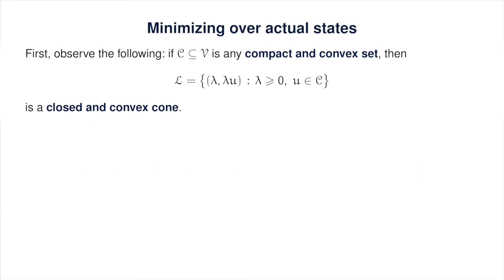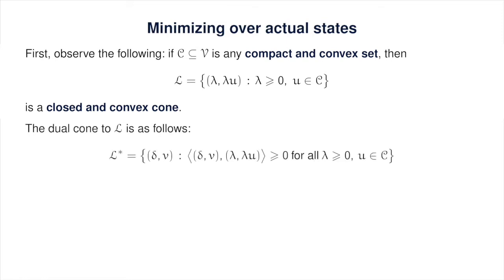Now, this is a very simple construction of a closed convex cone from any closed and convex set that can be used quite generally to express optimization problems over convex sets as conic programs. And it will be helpful, particularly when the time comes to try to understand the dual problems of the conic programs we formulate, to have an understanding of what the dual cone to L looks like. So let's do that now.